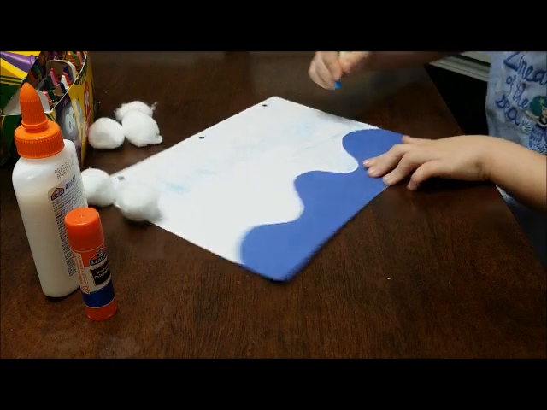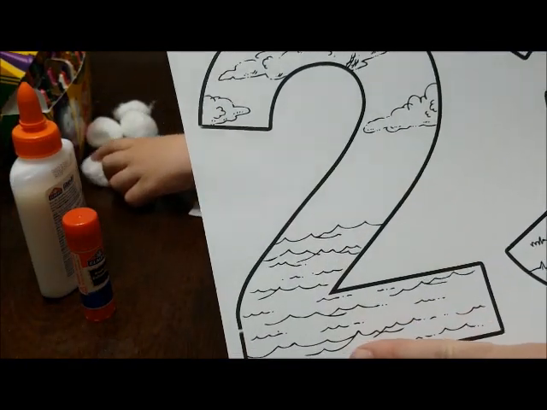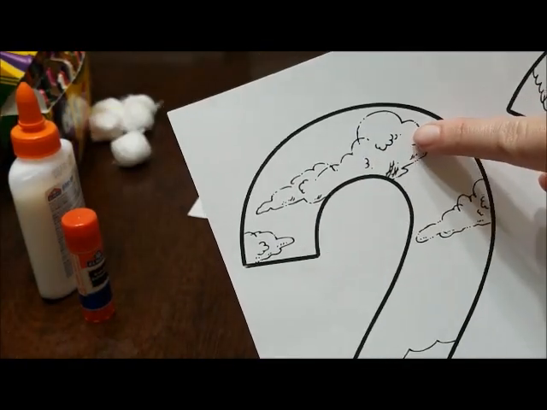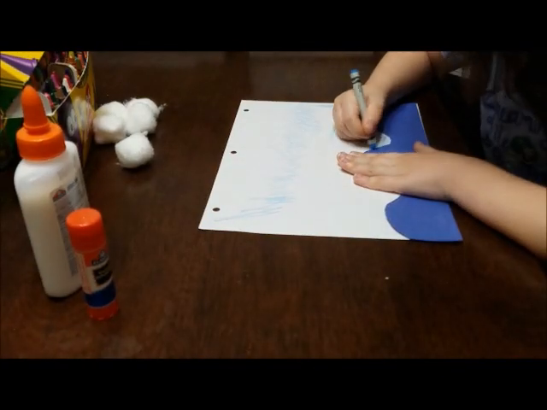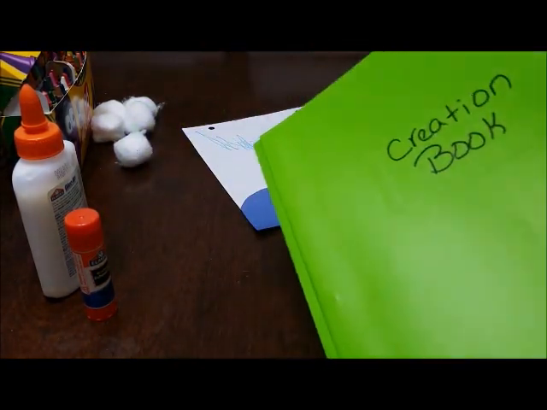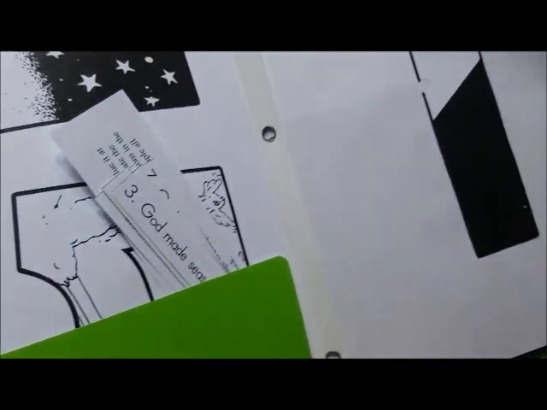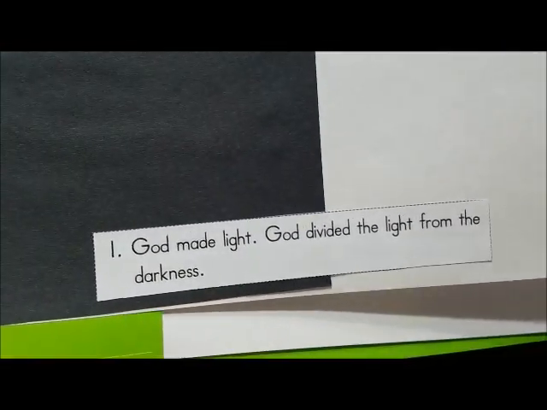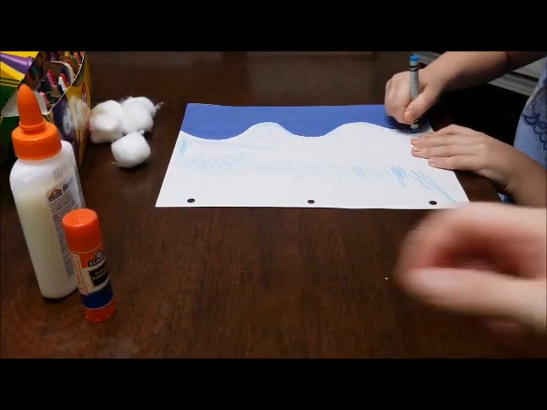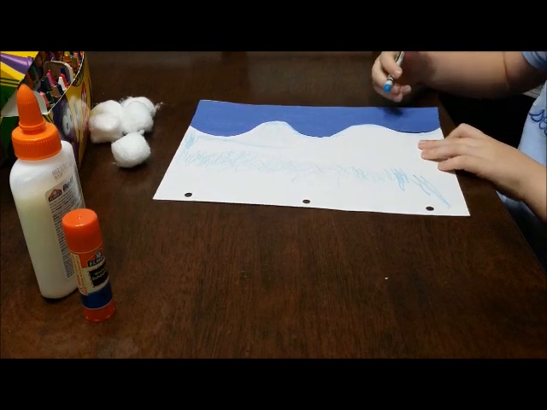All right, while she's coloring that, I'm going to cut out day 2 right here that has the water and the clouds, and then I'm going to let her color this, and then we're going to glue it to a piece of paper and add it to our creation book. As you see, we have day 1 that we did, the day and the night, and then we have where we did the day and the night right here with our day 1. And then when she gets done, we'll add all of this day 2 to our book as well.